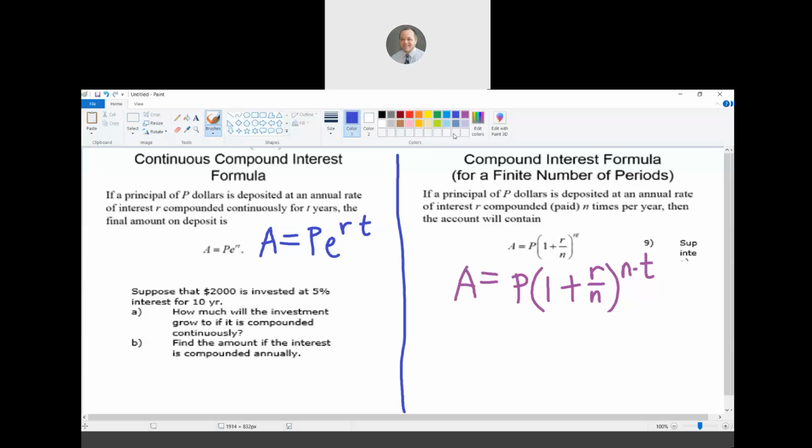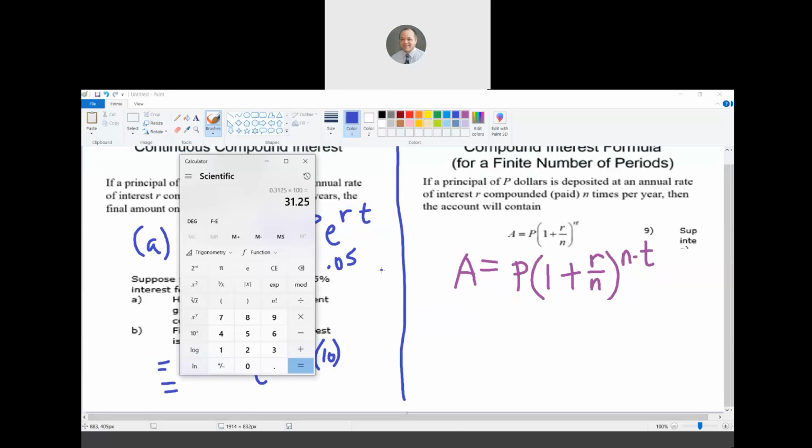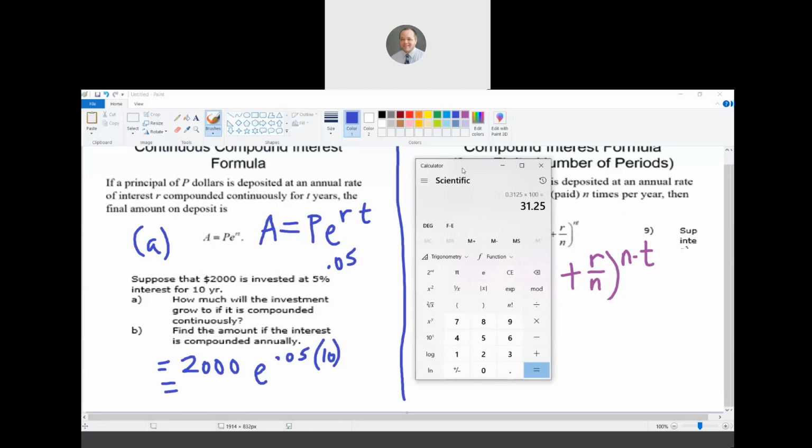All right, for part A, we will use this formula. So let's plug in our given information. The principal is 2,000. r is 5%, but we need to change it to 0.05 as a decimal. And t is 10 years. So let me put this in my calculator. 10 times 0.05.